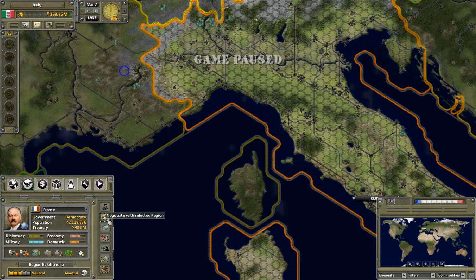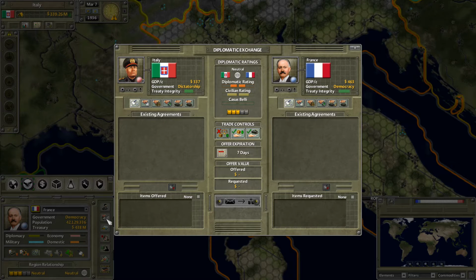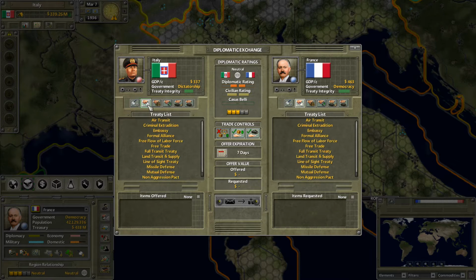And then if you go through the negotiate with selected region, this is basically the diplomacy screen. So first of all, there's the existing agreements listed over here on the first tab, and then treaty list. It shows what all things that you can do: air transit, criminal extradition, embassy, formal alliance, free flow of labor force, free trade, full transit treaty, land transit and supply. But basically, full transit treaty covers both the land transit and supply, air transit and sea transit.